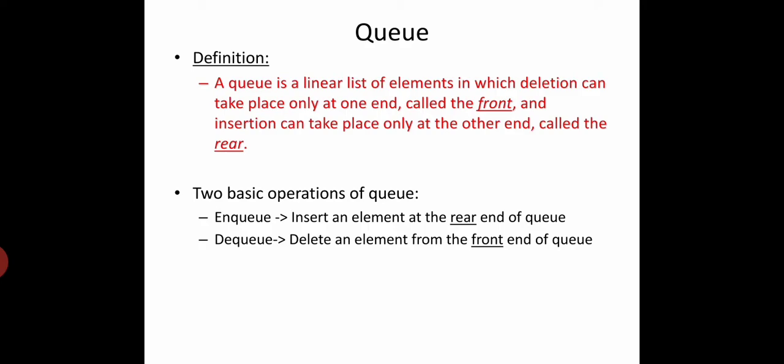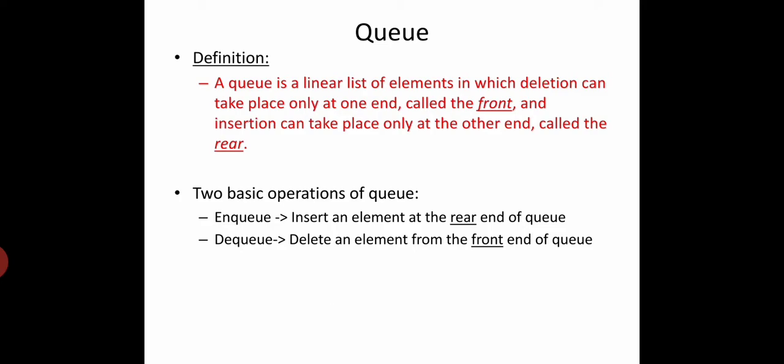What is the definition of Queue? Queue is a linear list of elements, meaning the elements are arranged in a linear way, one by one or sequentially, in which deletion can take place at one end called the front. The important thing is that in a queue the deletion operation can take place only at one end. That end is called front.